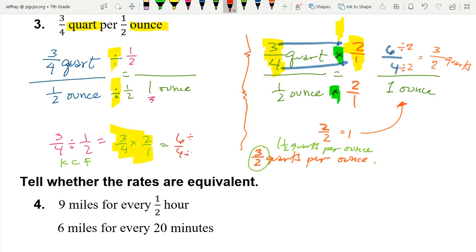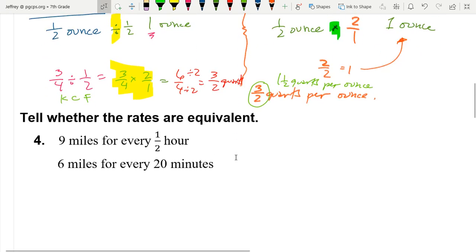Then we can simplify that. We're dividing by 2. So 3 over 2 quarts. So we still have the same answer: 3 over 2 quarts per ounce, or 1 1/2 quarts per ounce. So don't get confused. If you want to stick with division, that's fine.